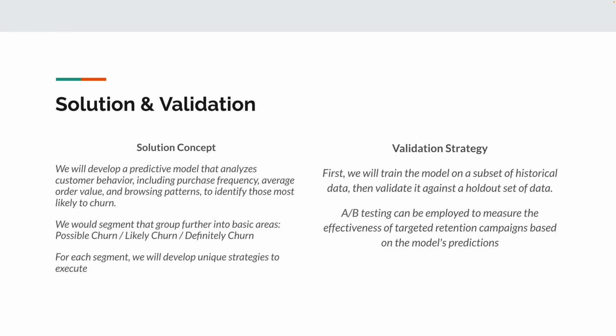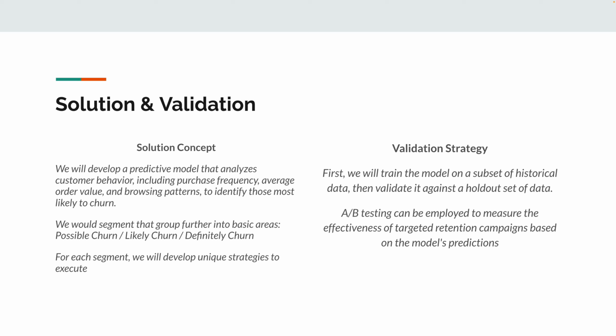In terms of the validation plan, in terms of the concept, we would develop a predictive model that analyzes customer behavior, including purchase frequency, average order value, and browsing patterns, to identify those most likely to churn. From that, we would probably segment that group further into basic areas: possible churn, likely churn, definitely churn. That may or may not be determined by the model. We may take the data that's being produced by the churn or not churn and then break that down further.